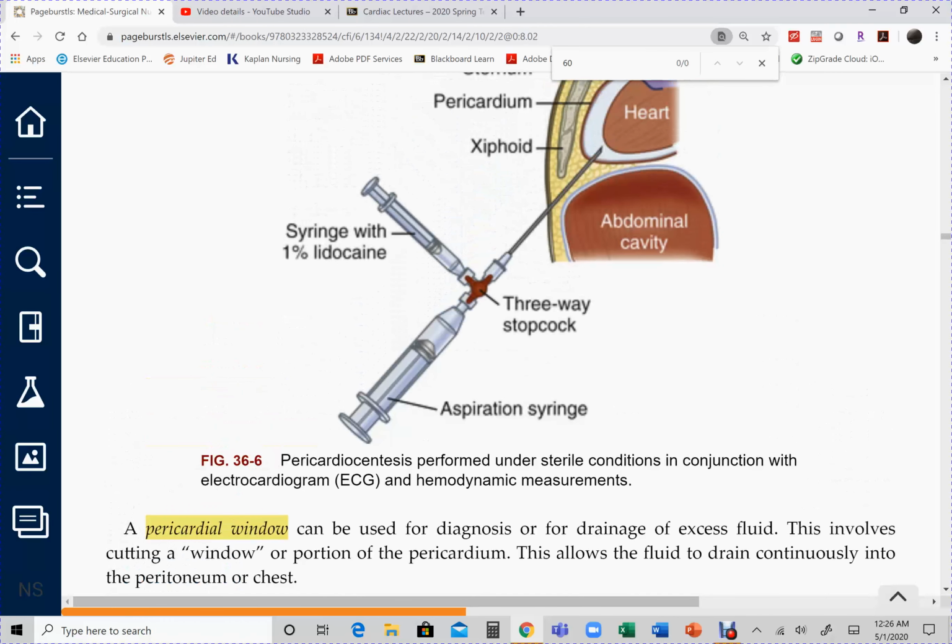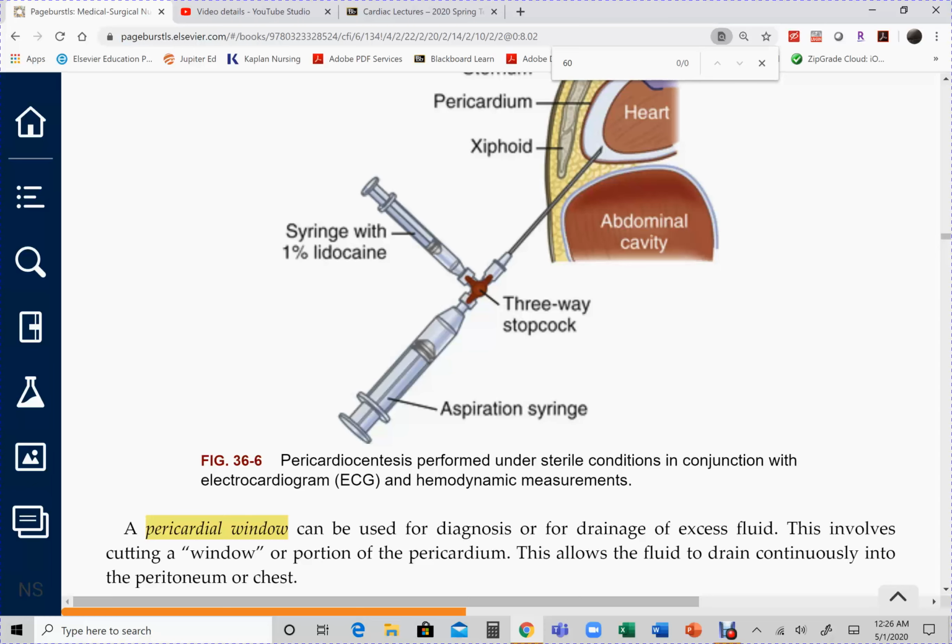If the cause, for some reason, ends up wherein the effusion will be recurrent, meaning after we drain it once, it will reaccumulate, so it wouldn't make sense stabbing the patient repeatedly for pericardiocentesis. So the better idea would be, meaning if it's likely to recur, the doctor will perform a pericardial window. It's simply making an incision, like a window, you know, cutting a hole in the pericardium.